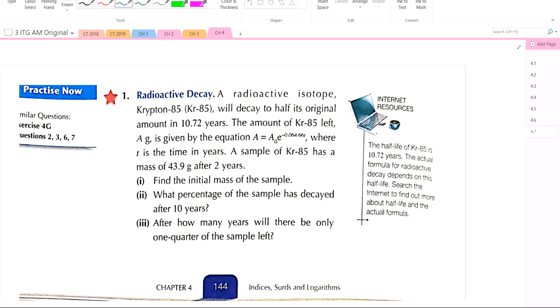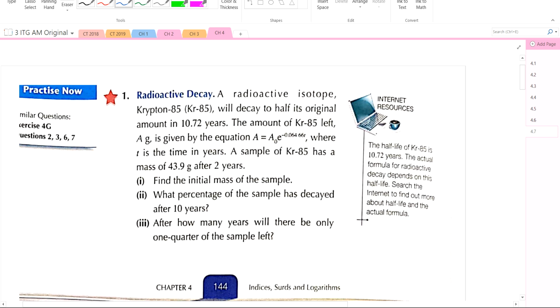Decay, so the mass will reduce and it will become half of its amount in 10.72 years. So assuming the initial mass is 1 kilogram, after 10.72 years, what is the mass? 500 grams. After another 10.72 years, will it become 0? 0.25.